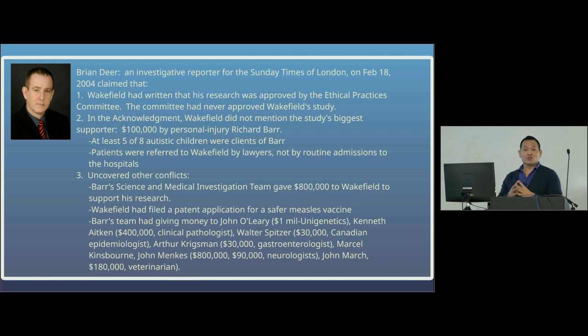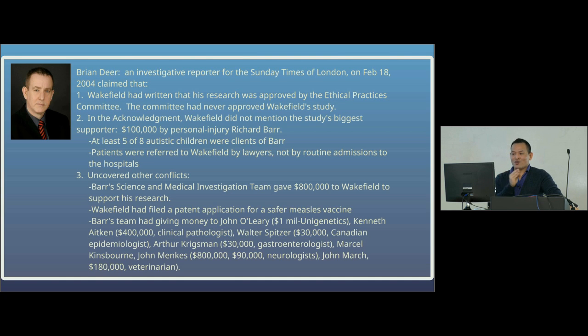Now, in the acknowledgement, he mentioned he got some funding from the hospital. Well, it turns out he didn't mention one of the biggest donors of his study. He got $100,000 from a personal injury lawyer, Richard Barr. Okay? Now, why is this important? This is important because Richard Barr is a lawyer involved in a lawsuit against a company that makes the MMR vaccine. Okay? And then 5 of his autistic children were referred by Richard Barr.